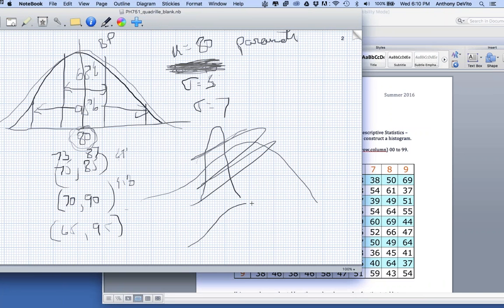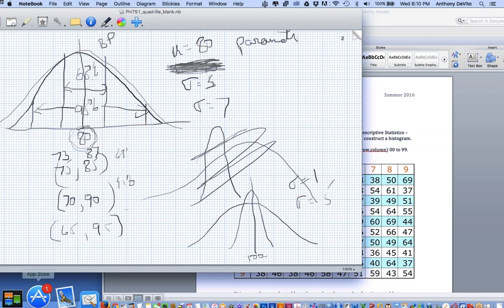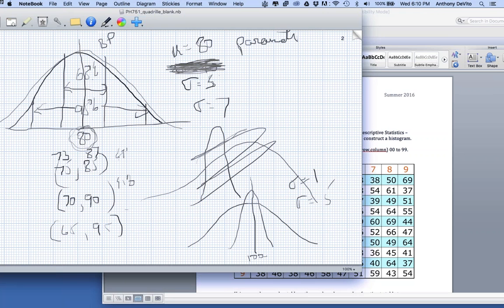These two distributions, this one and this one, both have the same mean. Say the mean is 100. The difference between them is the standard deviation. The inner one might have a standard deviation equal to 1. The wider one might have a standard deviation equal to 5, let's say. The standard deviation gives us an idea of the spread.